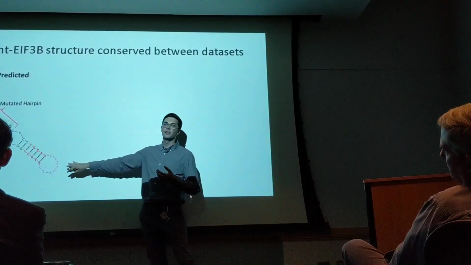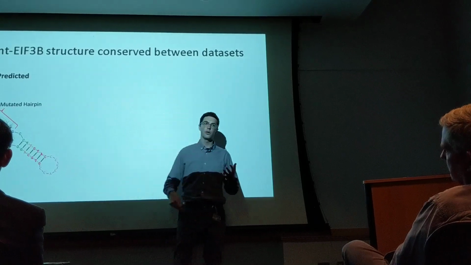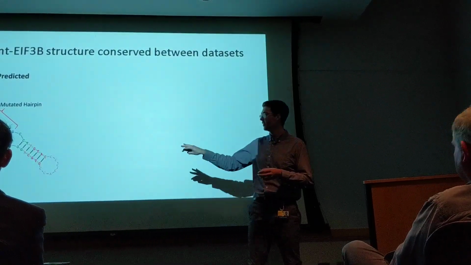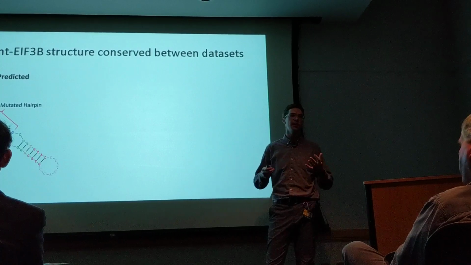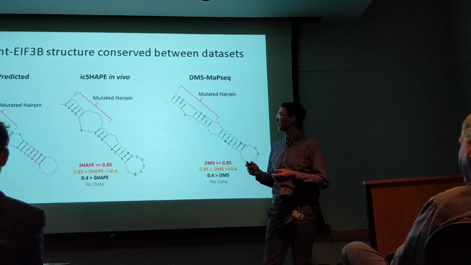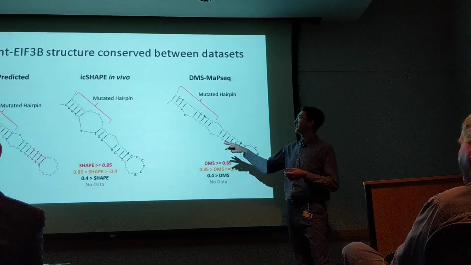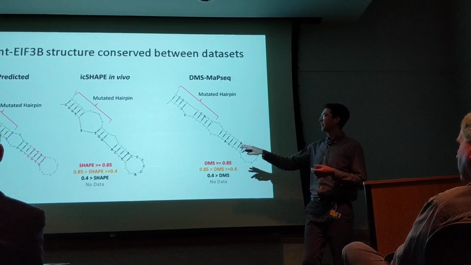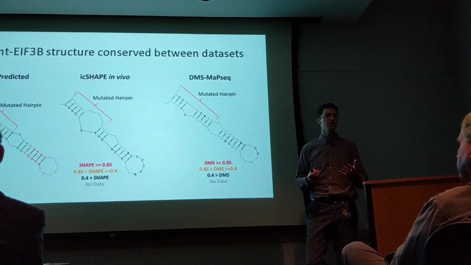So first, just reintroducing you to the predictive program. This is looking at that individual hairpin that I've been mutating and disrupting the function of. You can see, based on predicted programs, what the folding is. But if you incorporate the various data sets, either the icSHAPE or the DMS-MaPseq, you can hopefully appreciate that all three of these structures look very similar.